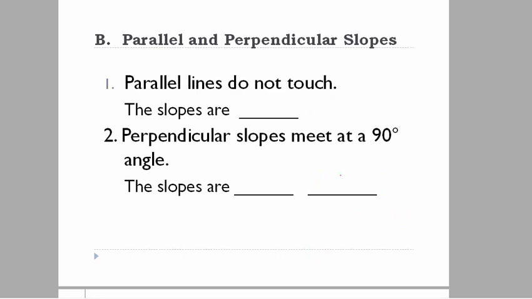Parallel and perpendicular slopes. Parallel lines do not touch, therefore their slopes are equal. They are exactly the same.